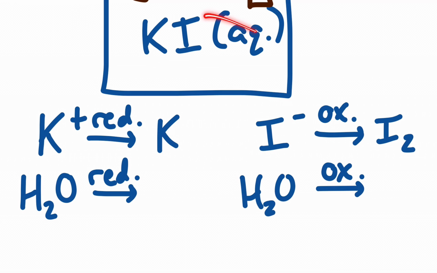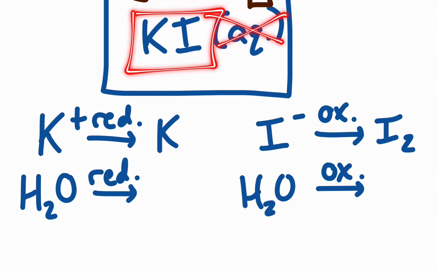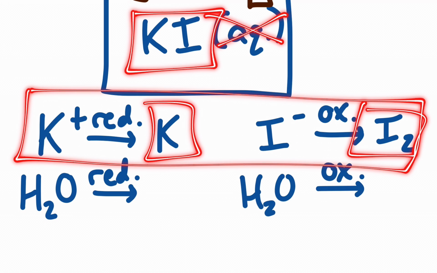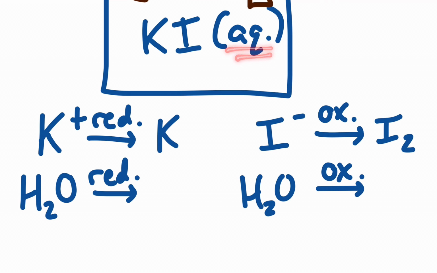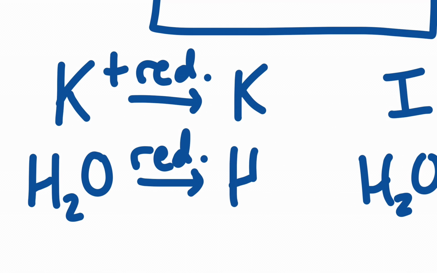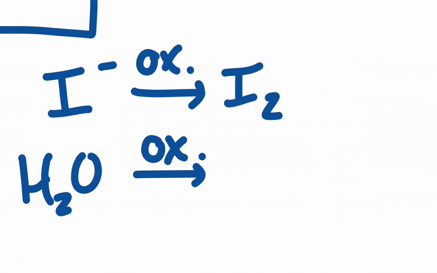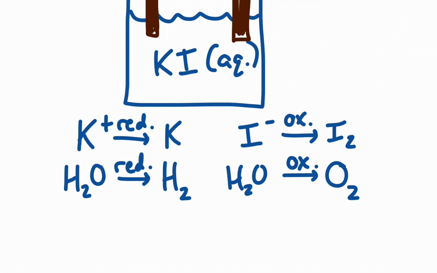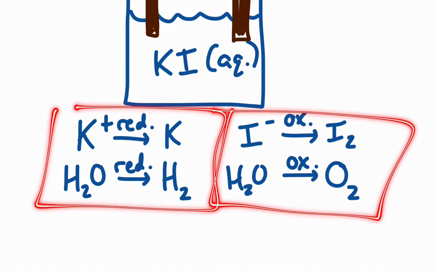This doesn't happen if you're not in water. If you just have molten KI, that's how you make elemental potassium and elemental iodine. But once it becomes aqueous, we have to consider the half reactions involving water. Water gets reduced to make hydrogen, and water can potentially get oxidized to make oxygen.